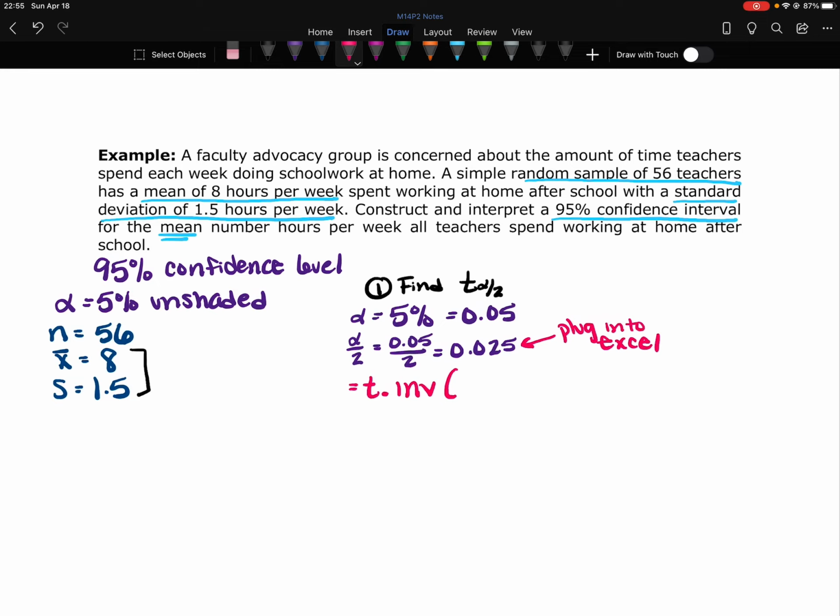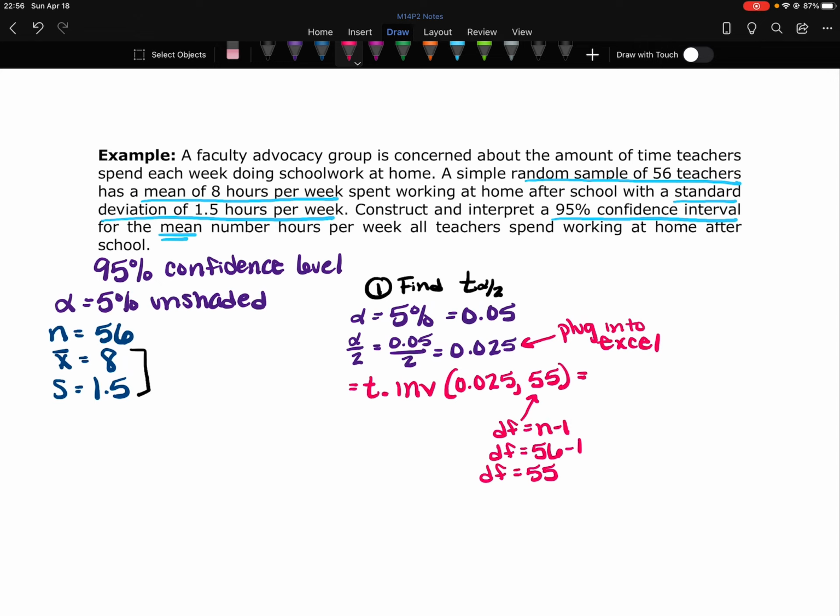And T.INV is going to require two things to be entered. It needs the probability, so that's the 0.025, and the degrees of freedom. And remember, degrees of freedom is equal to n minus 1. So we surveyed 56 teachers. So our degrees of freedom is 55.